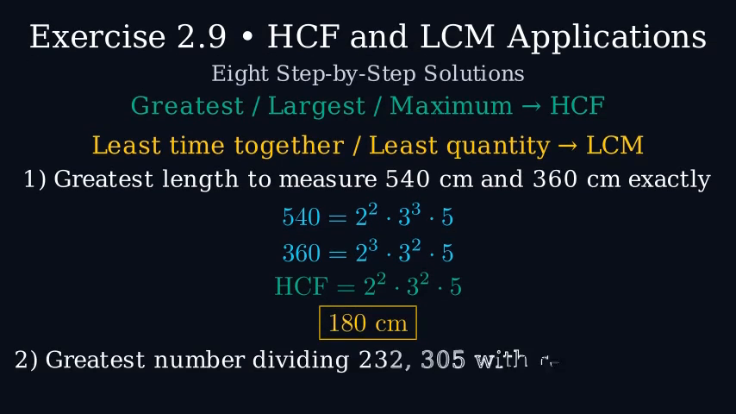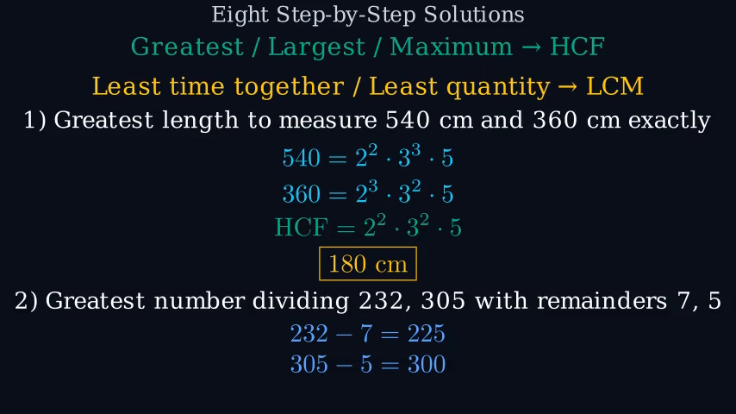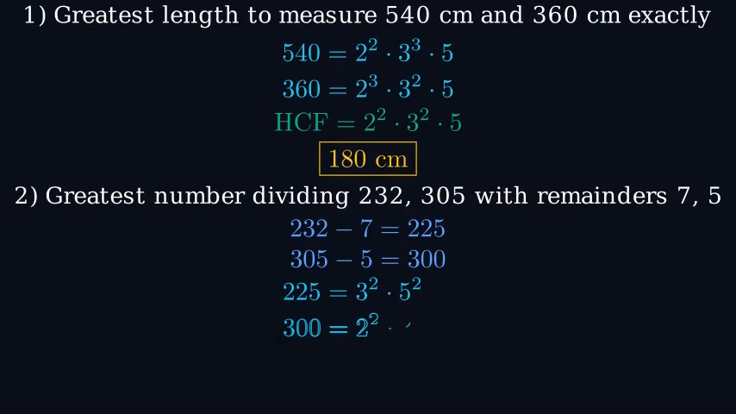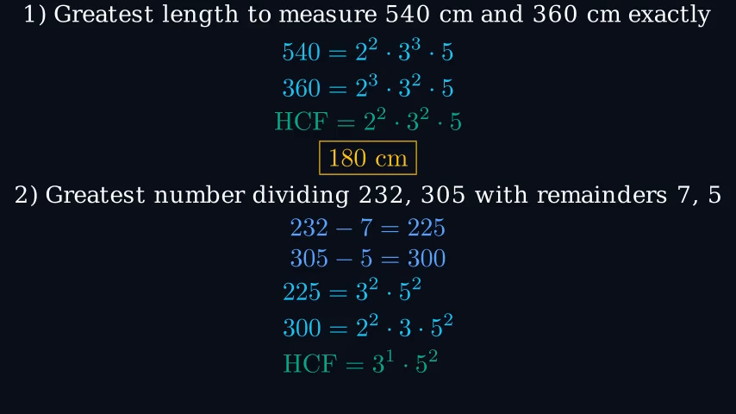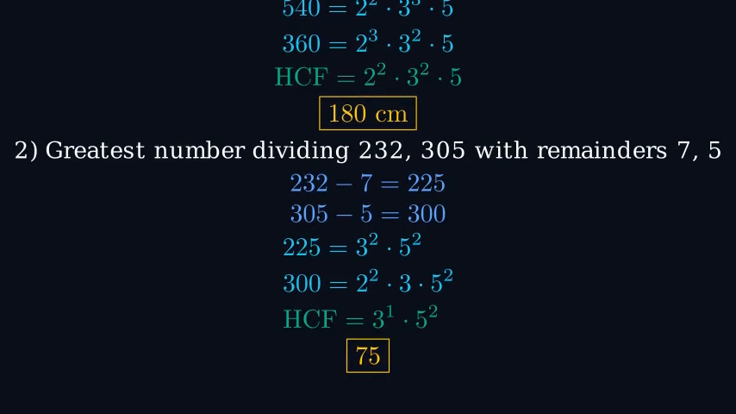Problem 2. Greatest number that divides 232 leaving 7 and 305 leaving 5. Subtract the remainders first. Compute 232 minus 7 and 305 minus 5. Now find highest common factor of those results. So the greatest number is 75.